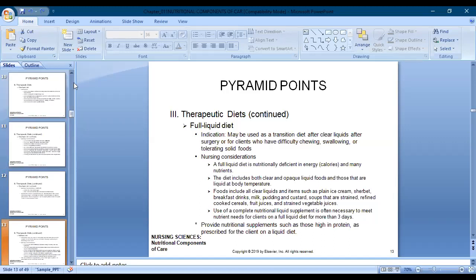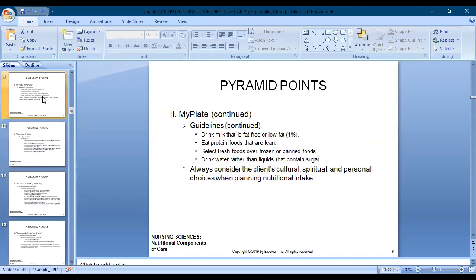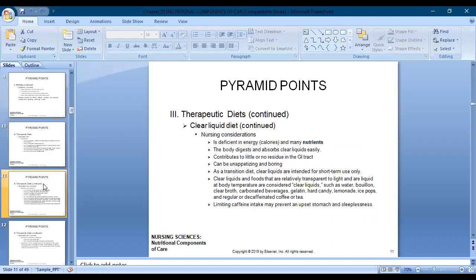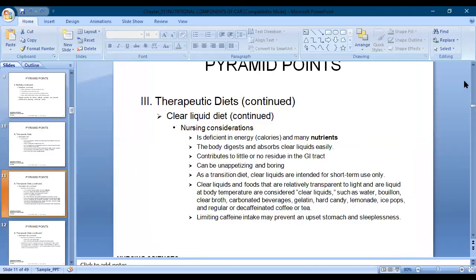Here now I want to show you something about clear liquid, the nursing consideration. It is very important because we are going to get our RN license. The nursing consideration is that a clear liquid diet is deficient in energy and many nutrients. The body easily digests or absorbs clear liquid, it contributes to little or no residue in the GI, and it can be unappetizing, or used as a transition diet.